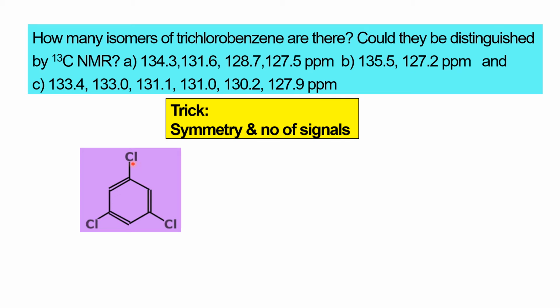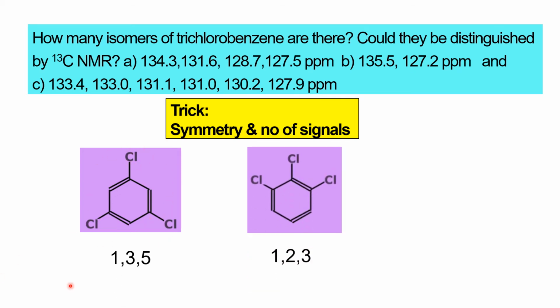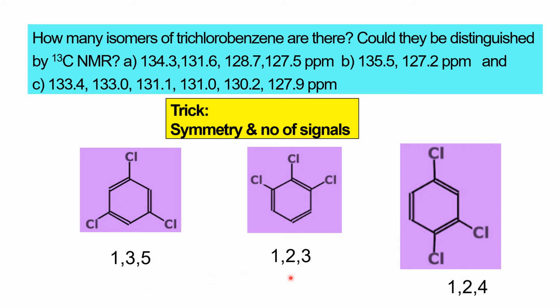See here, this is the first one. Okay, trichlorobenzene, the first one. This is 1,3,5-trichlorobenzene. This is 1,2,3-trichlorobenzene. All these are in the ortho position. And see here, two are in ortho and one is in meta position. So 1,2,4-trichlorobenzene. In this way, the first thing we need to check is the symmetry.